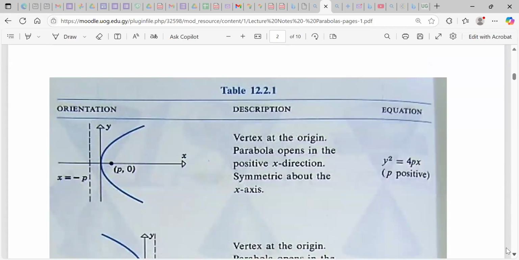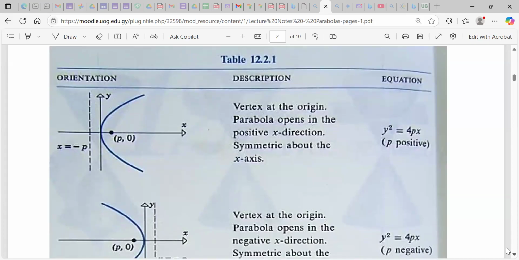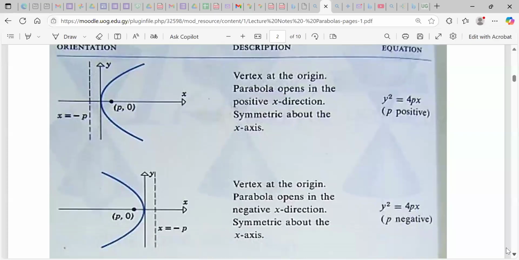You might have gone through these equations for the parabola when they're open to the right and open to the left, oriented on the x-axis. That's the form of the equation that you'll see: y squared equal 4px, and y squared equal 4px where p is now negative, right?